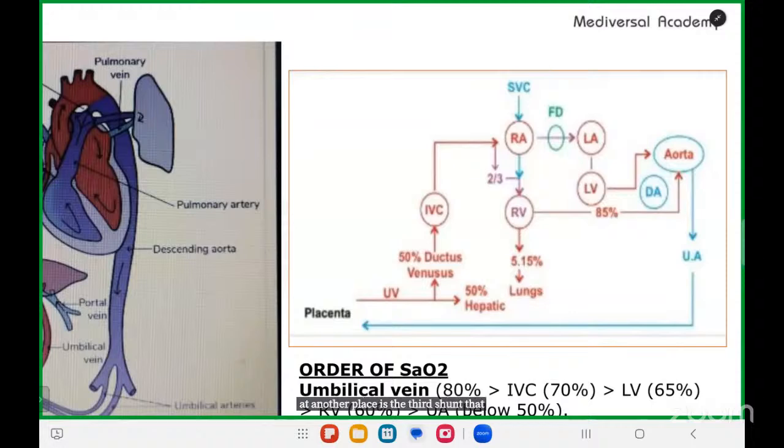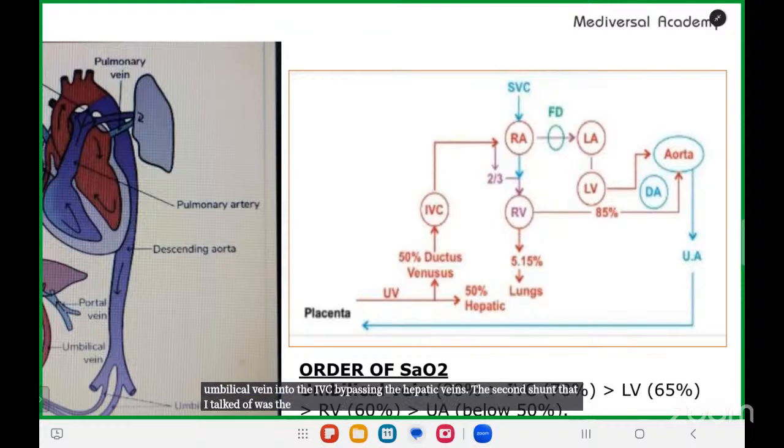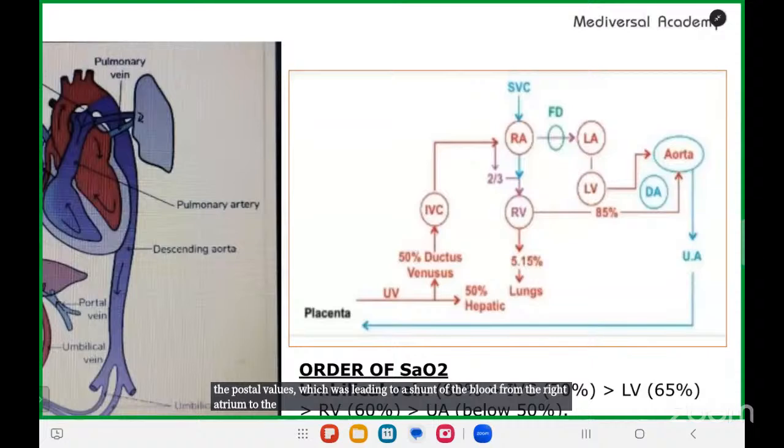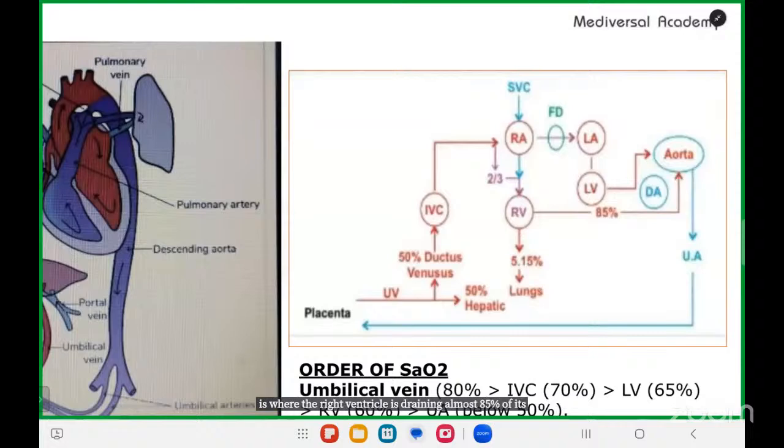The first shunt was ductus venosus, which was shunting the blood from umbilical vein into the IVC, bypassing the hepatic veins. The second shunt that I talked of was the fossa ovalis, which was leading to a shunt of the blood from the right atrium to the left atrium. The third shunt that I'll talk of is where the right ventricle is draining almost 85% of its blood, shunting it from the lungs, moving it to the systemic circulation, that is the aorta. So that is the ductus arteriosus.